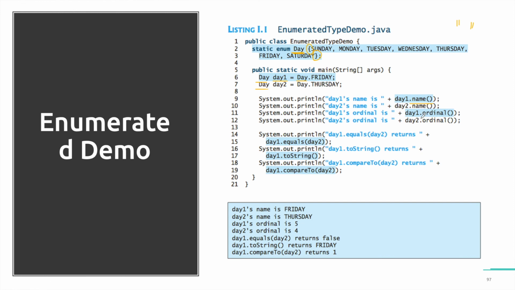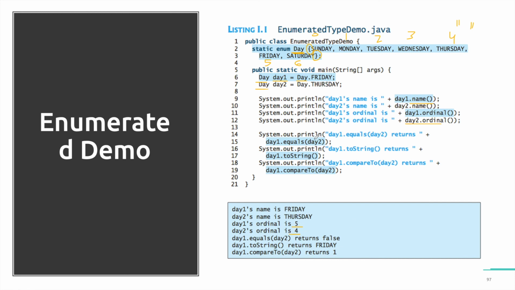Ordinal tells me the order of that day. So the order starts with index 0. So Sunday is 0, Monday is 1, Tuesday is 2, Wednesday is 3, Thursday is 4, Friday is 5, and Saturday is 6. So day1, which is Friday, should be 5, and that was our result. Day2's ordinal should give us 4, and that was our result.